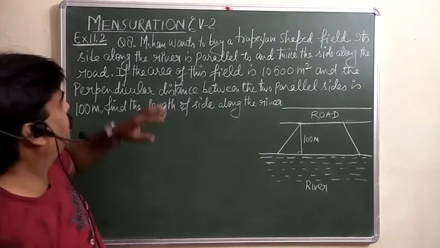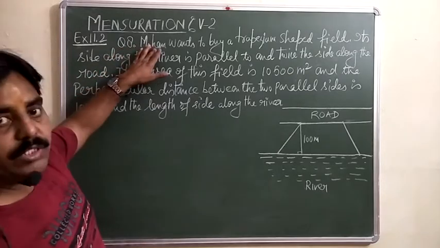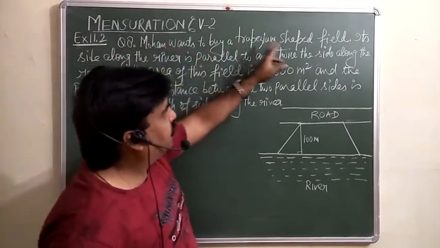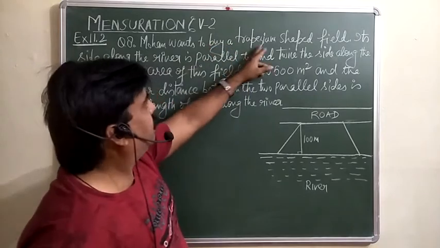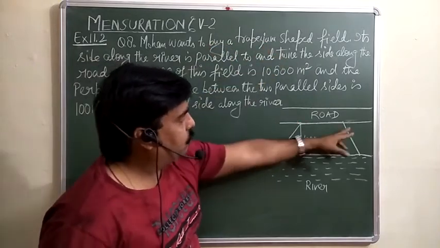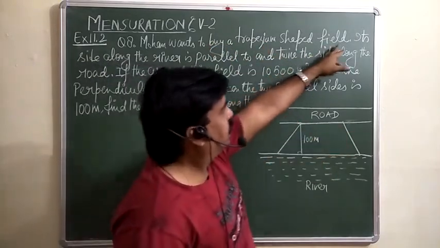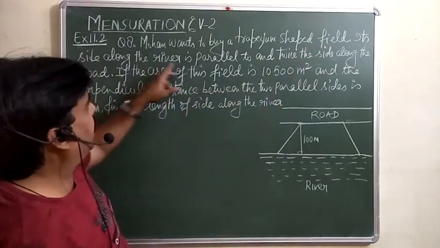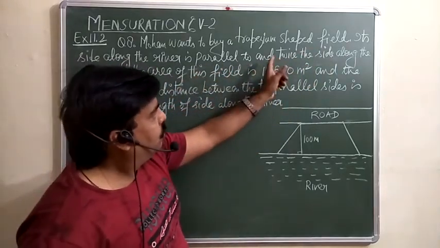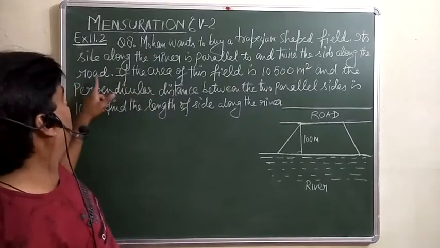Yes. Now one more question is there. Mohan wants to buy a trapezium field. The shape of the field is given in the form of a trapezium. Its side along the river is parallel to and twice the side along the road.